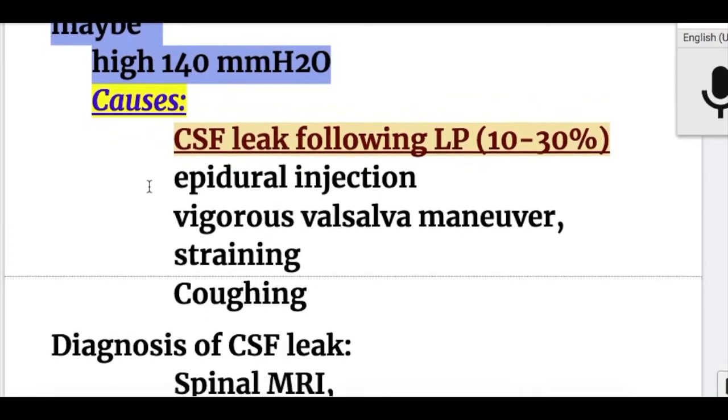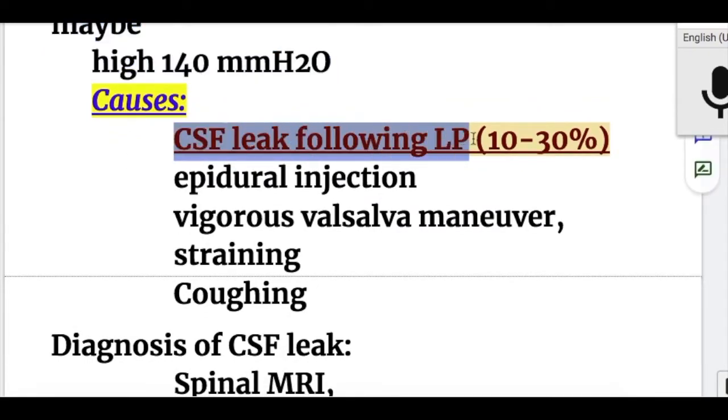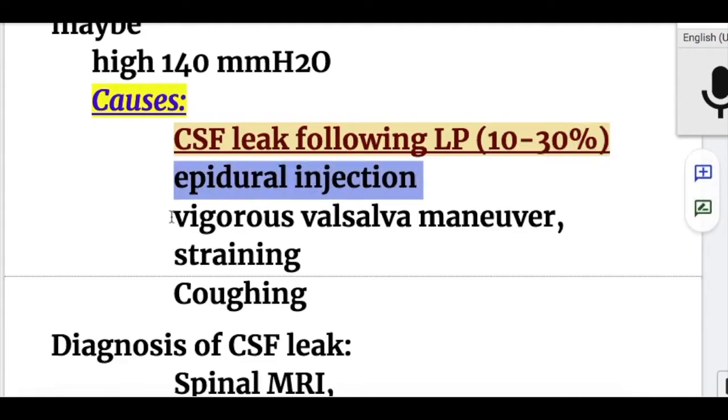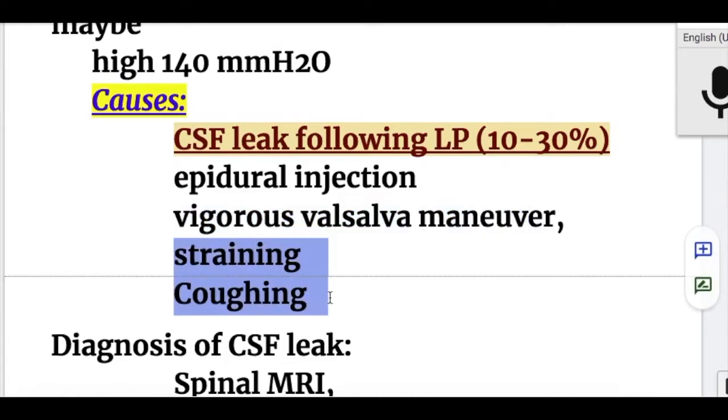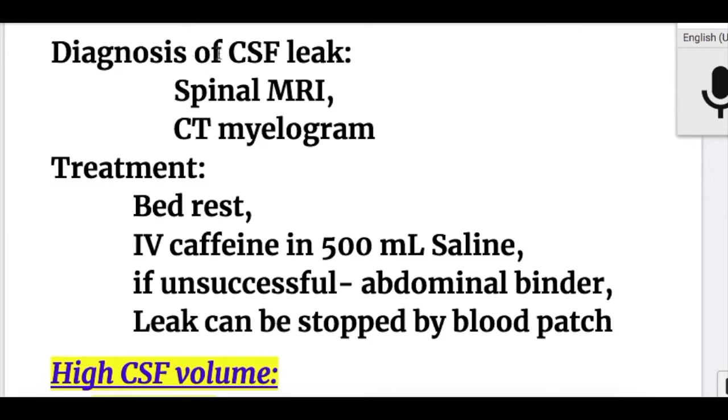The most common cause of low CSF volume is a CSF leak following a lumbar puncture, and this occurs in 10 to 30% of cases. Other causes of low CSF volume are epidural injection. Vigorous Valsalva maneuver may also cause low CSF because of leakage, and straining and coughing may also lead to it. Now, diagnosis of CSF leak is done by spinal MRI and CT myelogram.